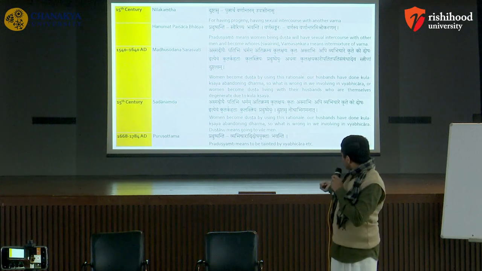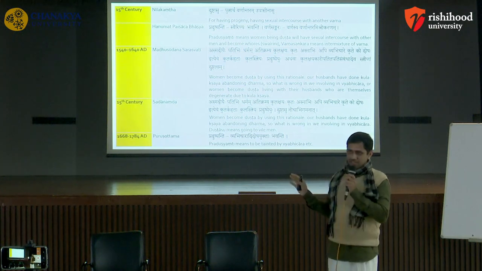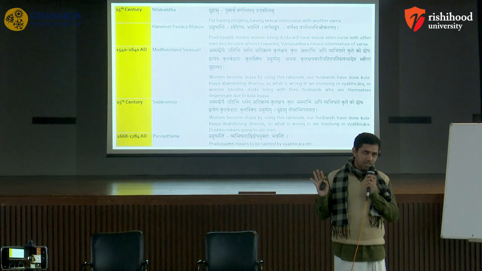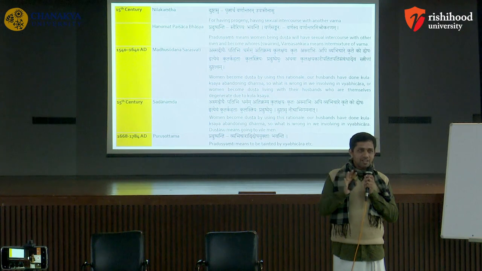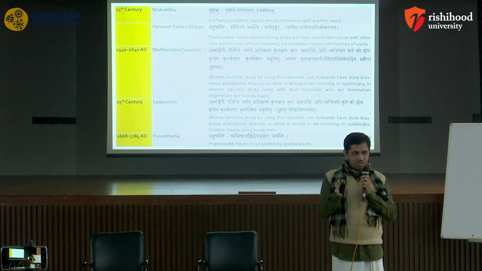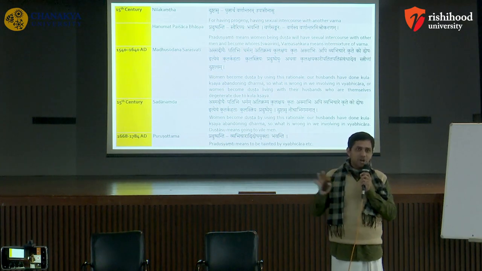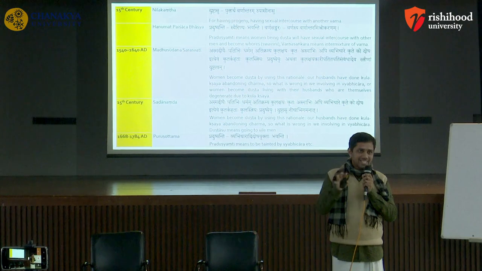So if we see the initial translations, no one translated till the 15th century. From the 15th century, we will find Sanskrit commentaries. And if we see these commentaries, minimally there were two options. Some understood it in the background of sexual intercourse, and some understood it in the background of something else, not following dharma. In that sense, they understood. So it was not related with sexual intercourse.